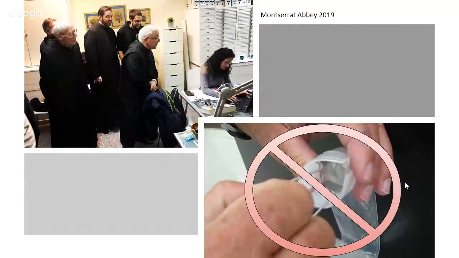You can see here, for example, that I was performing analysis in front of a curious community of monks in the Montserrat Abbey this past January. You cannot see the machine I was working with, but you will see it later on in another slide. So this is proof that I'm actually working in situ. Every single time I am working directly in the collection.